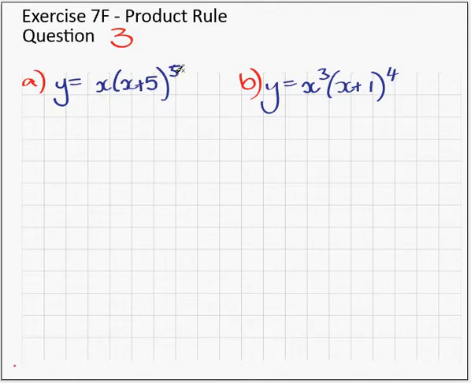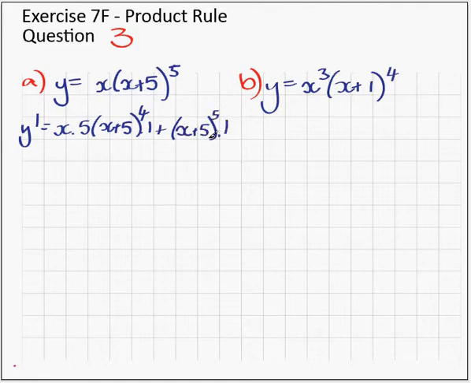Should I expand this one? No, because it's a power 5. That would be more complicated than if I just used the product rule. So I'm going to start by writing the derivative, which is the first term times the derivative of the second, plus the second term times the derivative of the first.